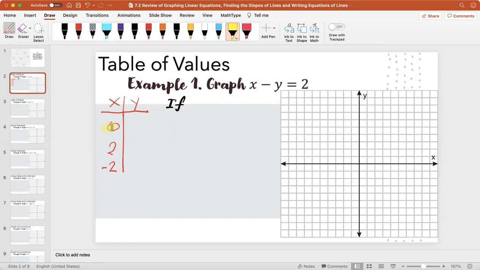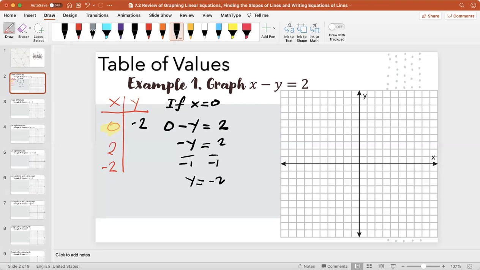If say your x is 0, then what's your y? We can solve for y using this equation here, x minus y equals 2. So if your x is 0, then that means we plug in 0 to x, right? So your x is now 0. 0 minus y equals 2. Divide both sides by -1. Y is equal to -2. So when your x is 0, your y is -2.